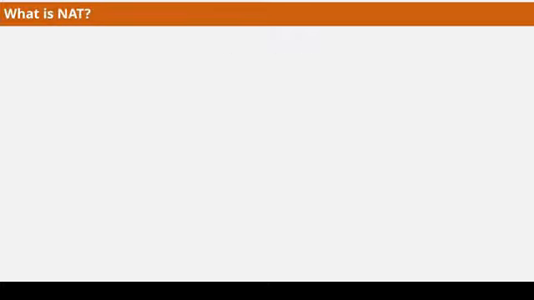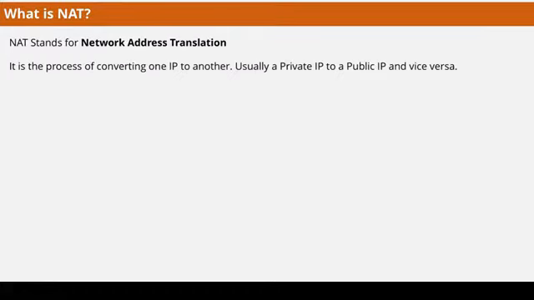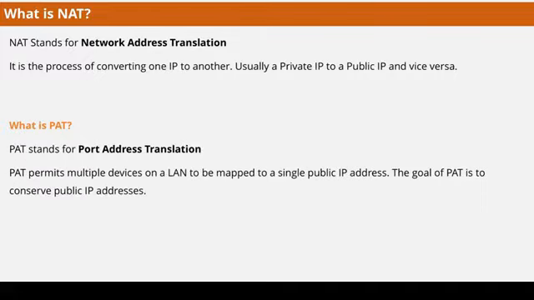What is NAT? NAT stands for Network Address Translation. It is the process of converting one IP address to another, usually a private IP address to public IP address and vice versa. What is PAT? PAT stands for Port Address Translation. PAT permits multiple devices on a LAN to be mapped to a single public IP address. The goal of PAT is to conserve public IP addresses.